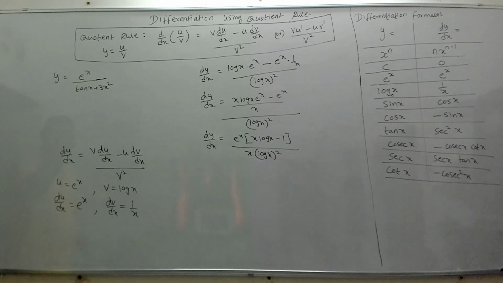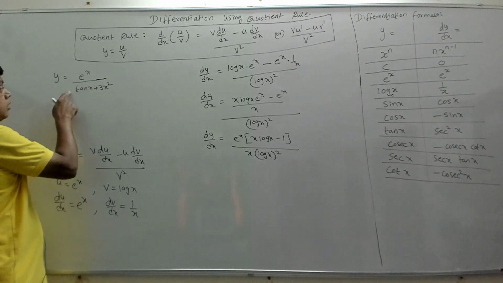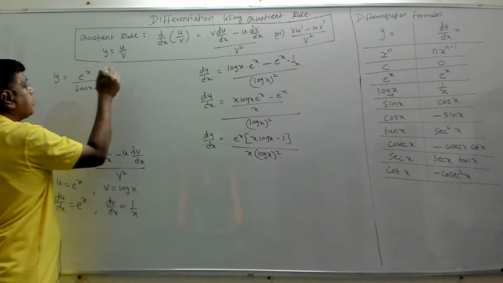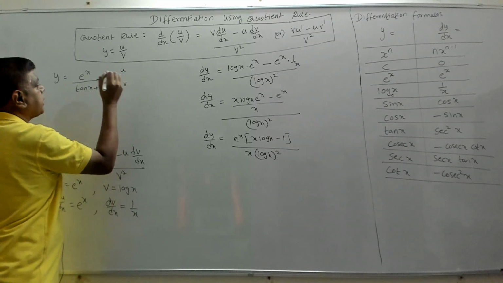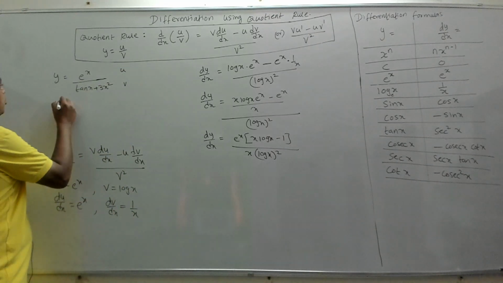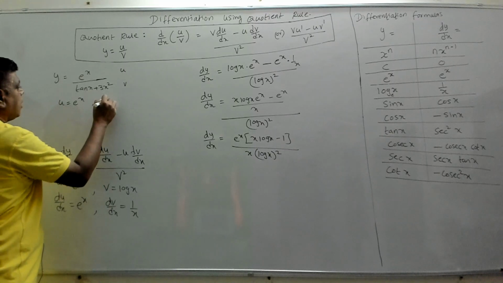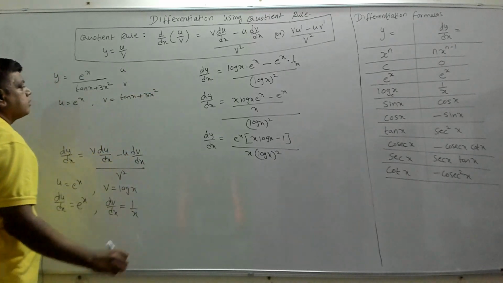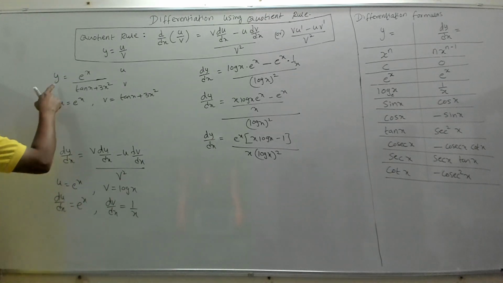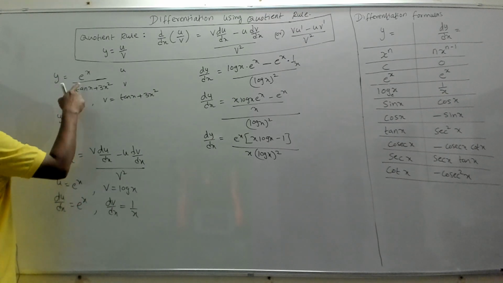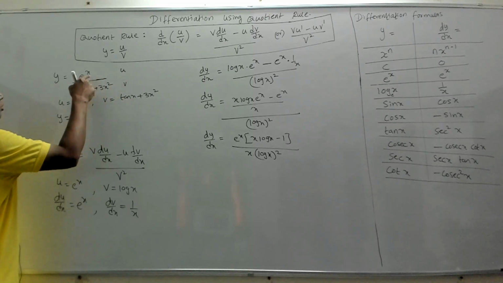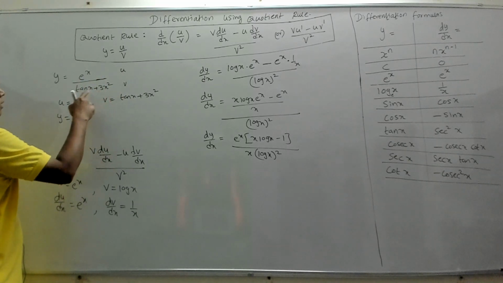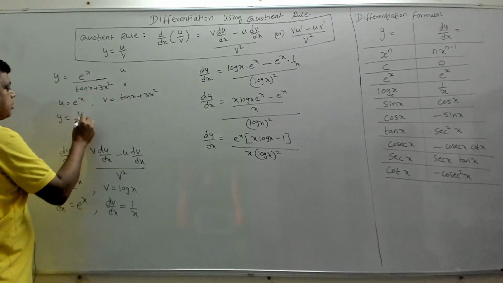Now, how do we differentiate this? Again, it is the quotient of two functions. We have to take the numerator as u, denominator will be taken as v. So, our u is e power x, our v is tan x plus 3x square. So, the y becomes e power x is u. We have taken e power x as u, so it becomes u by v, with the denominator taken as v.